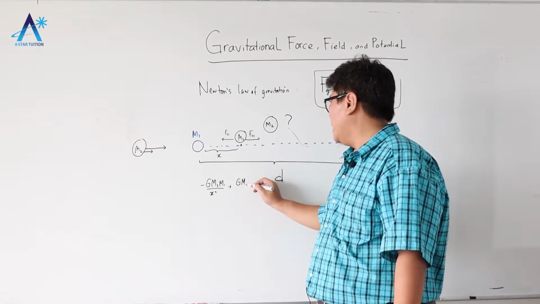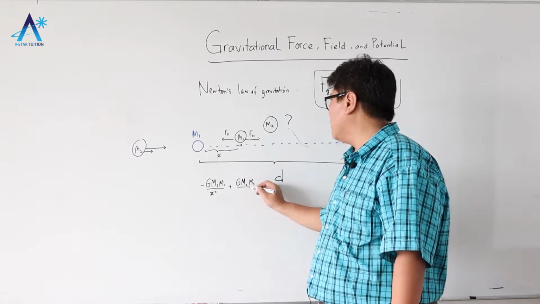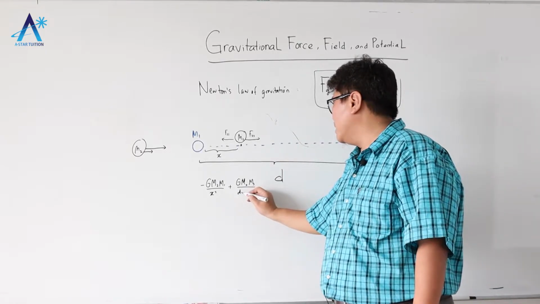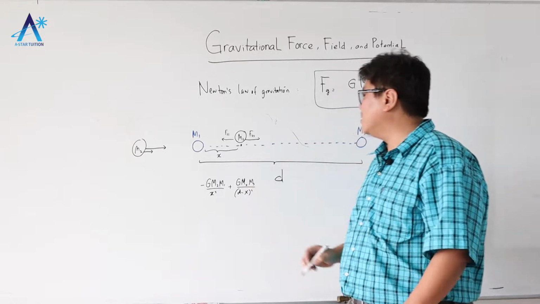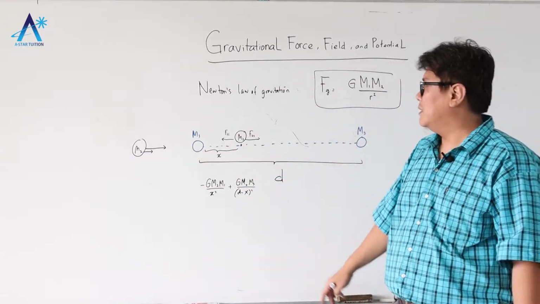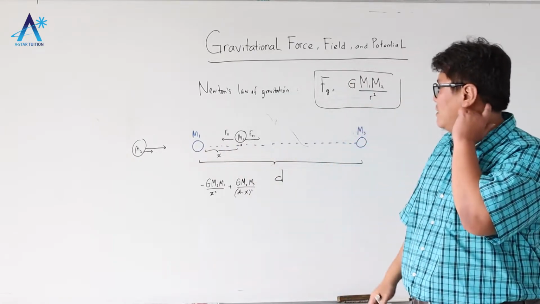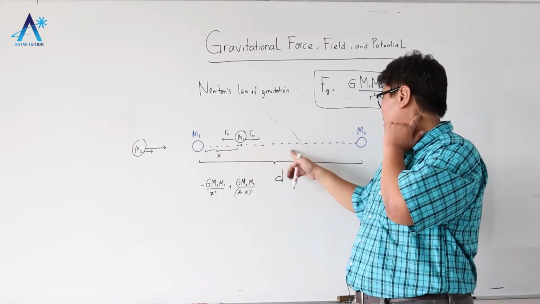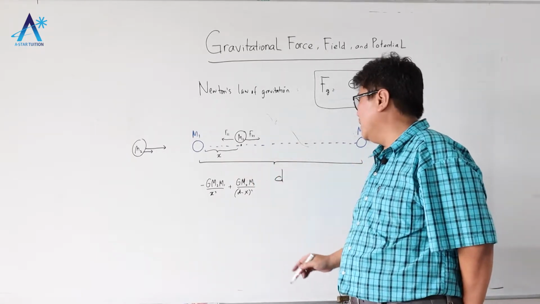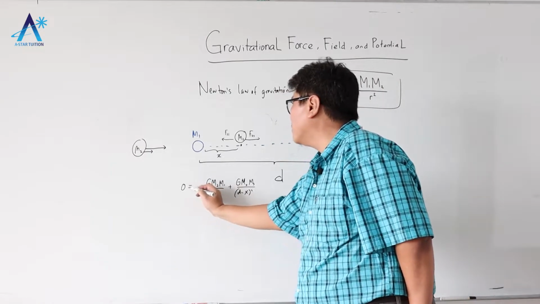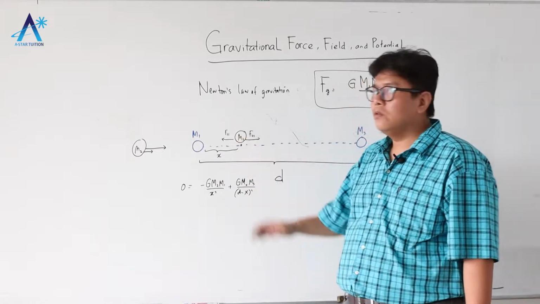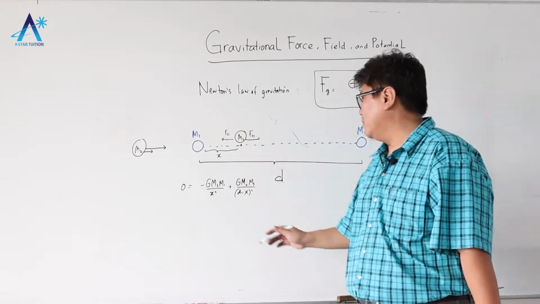G m2 m3 over, now the distance is equal to what? The distance is obviously equal to (d minus x) squared. The reason is that m1 and m3 are separated by d, but m1 to m2 is x, so the remaining distance from m2 to m3 is simple subtraction, d minus x. So this sum must equal 0 in order for the resultant gravitational force on m2 to be 0. So then we can solve this.